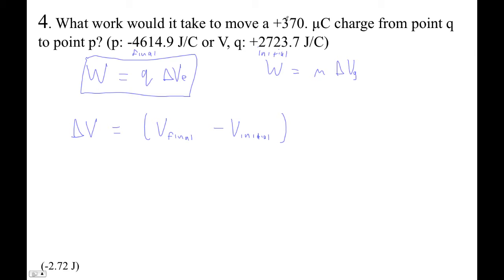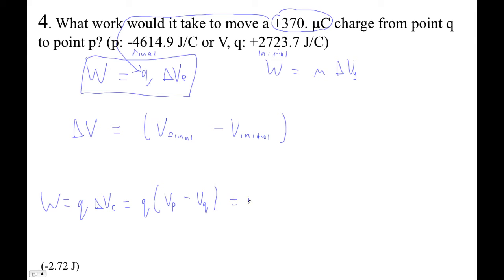And then here is our charge. This is the moved charge, right? So this guy's going to go here. Okay, so here we go. So our work is charge times change in electrical potential, which is charge times the final, right? So my final is VP, minus VQ, which is my initial.